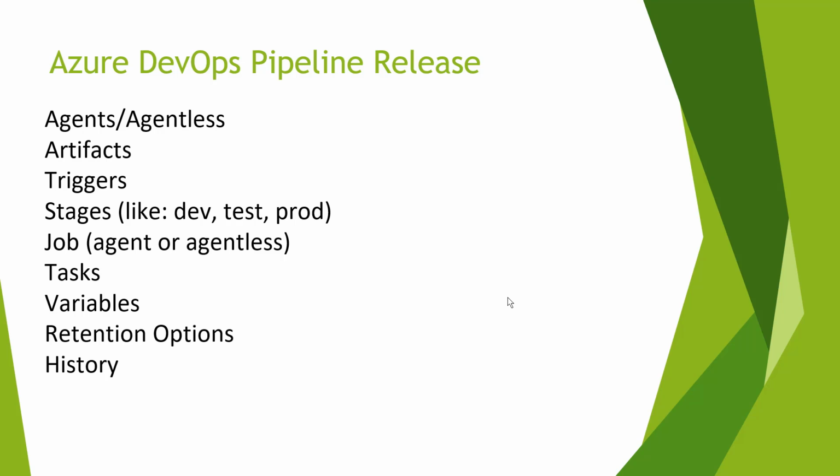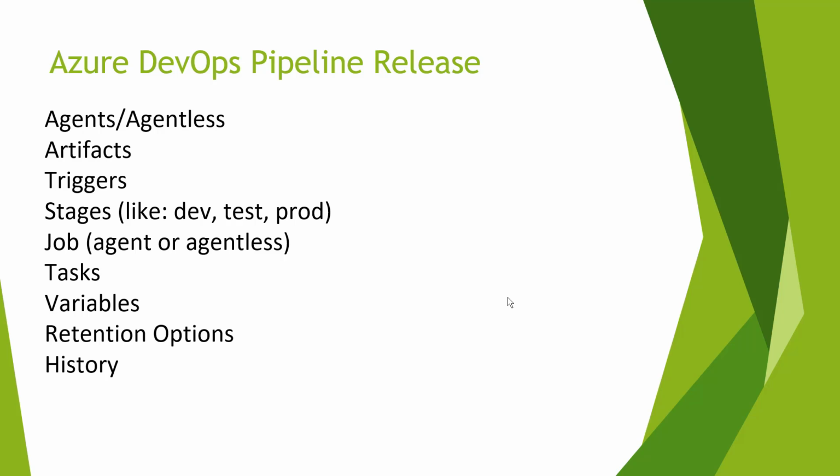Then you have stages. This is where you can have things like dev, test, and production, and you can decide when it triggers. When I do a build, I want to automatically do a release to dev. And then I want to have somebody sign off on that release to dev before it goes to test. Then I want to have about a dozen people sign off before it goes to production. So we can control all of that.